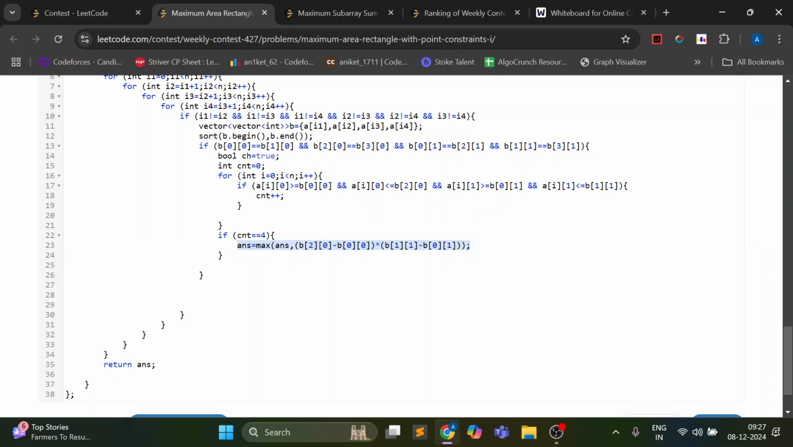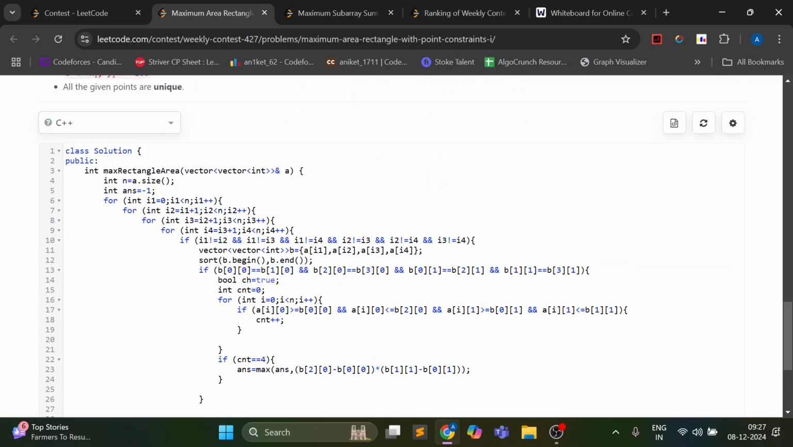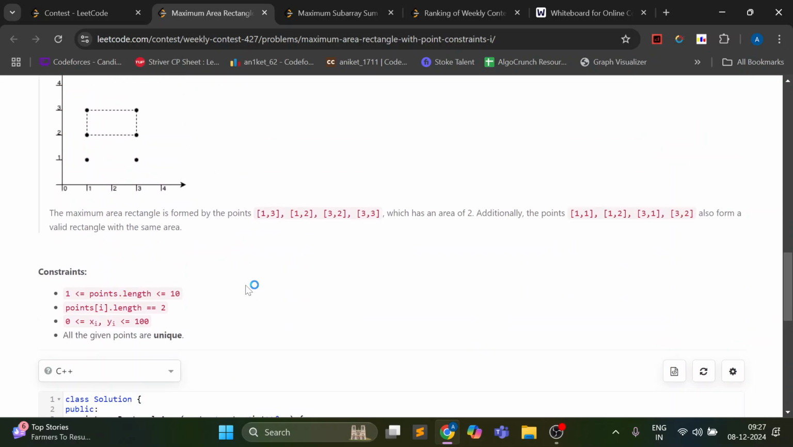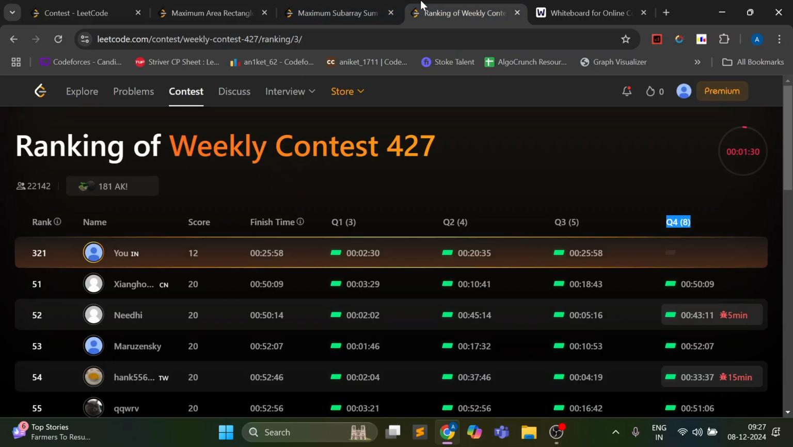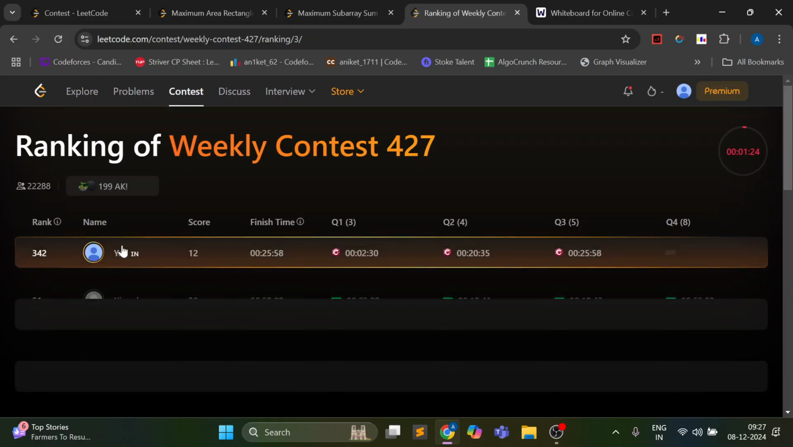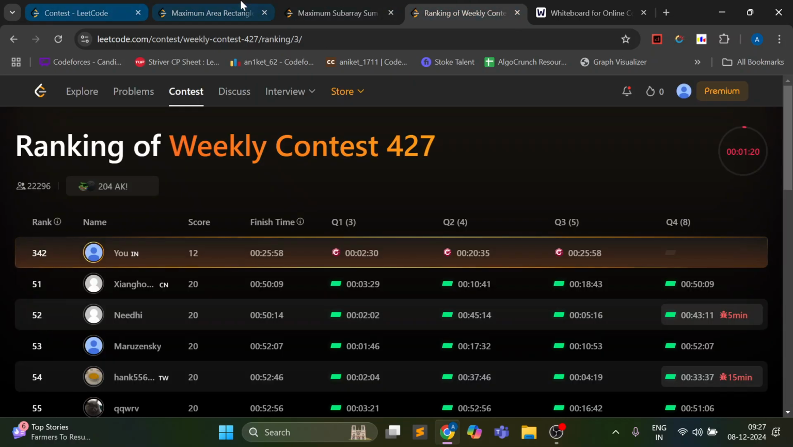Then what I'm doing is I'm taking answer with max of that area, and finally I'm returning this answer. There would definitely be an optimal solution for this, which is the answer to the fourth question itself, but I couldn't think of anything for now, but we'll try to solve the fourth problem definitely.